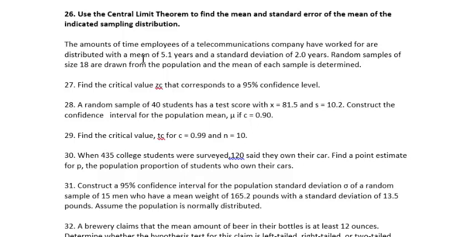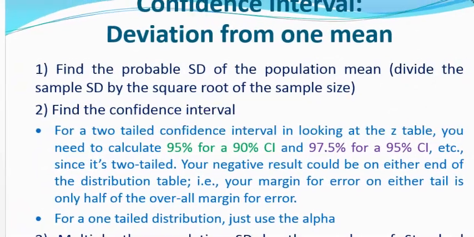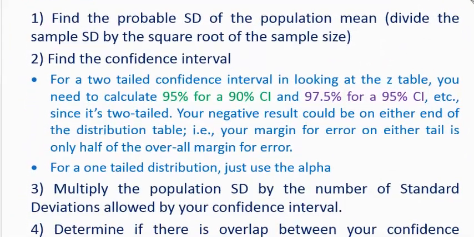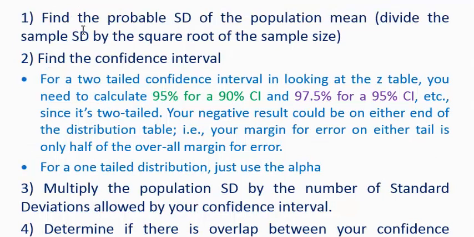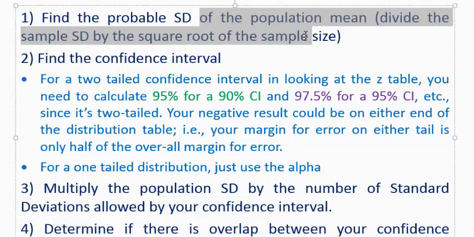So first of all, we know right away what the mean is. It tells you what the mean is. The mean is 5.1 years. The standard deviation is 2. Random samples of size 18 are drawn from the population. So when you're talking about the standard deviation of a particular mean, you may recall from this slide, from the materials, you have to divide the standard deviation by the square root of the sample size. That's the first step of finding the standard deviation of a particular population mean.